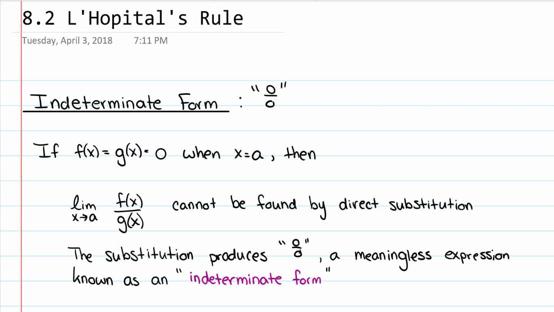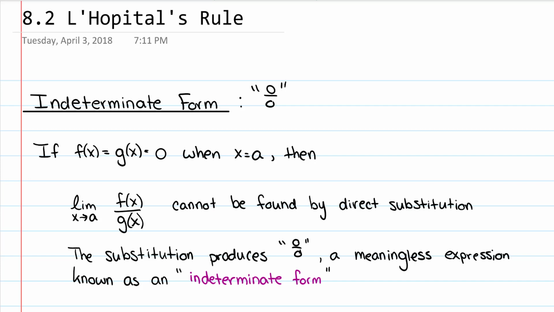So if f of x equals g of x equals 0 when x equals a, then the limit as x approaches a of f of x divided by g of x cannot be found by direct substitution. This means that we simply can't just plug in the constant a, or 5, or any number that it represents. When we substitute it this way, it produces a 0 over 0, which is a meaningless expression. This doesn't tell us anything. And this is known as indeterminate form.